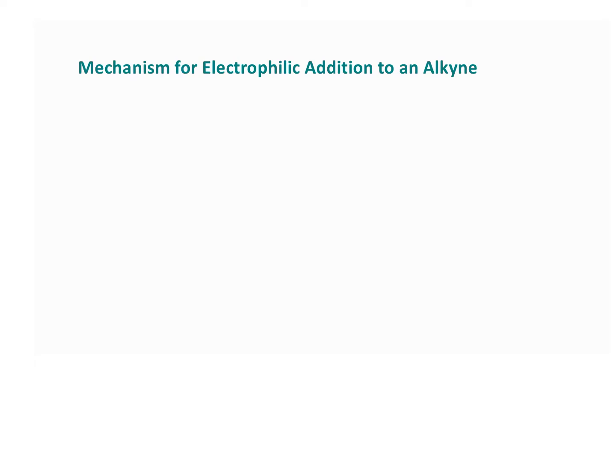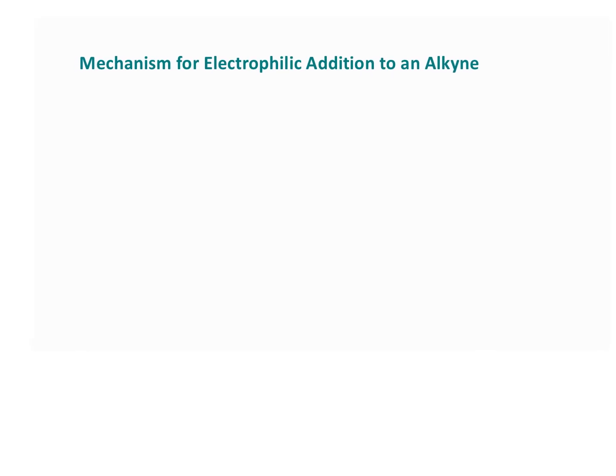When we look at this mechanism, I'm just going to do the mechanism for the previous reaction. So there's our triple bond. We're going to add HCl. Those electrons are going to come out. They're going to steal that proton. Those electrons are going to go back on the chlorine. That's the electrophilic addition step.